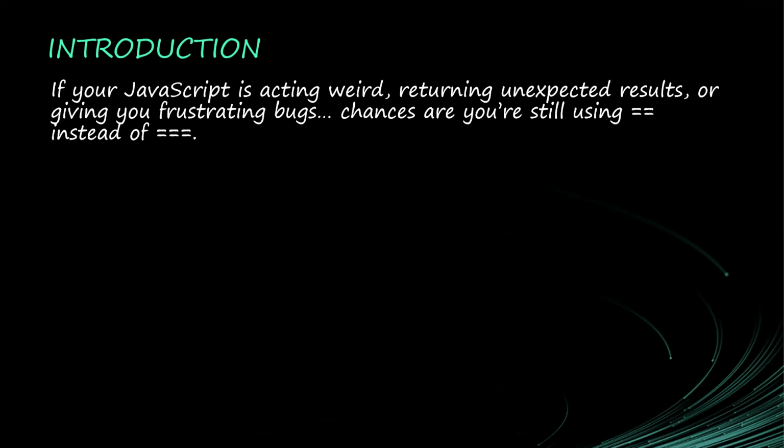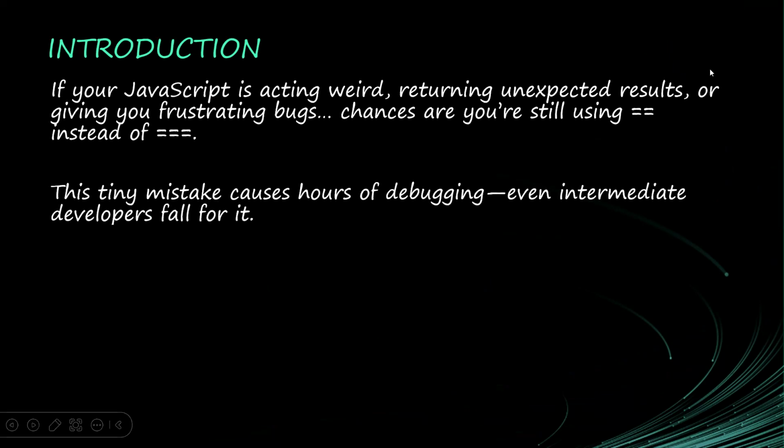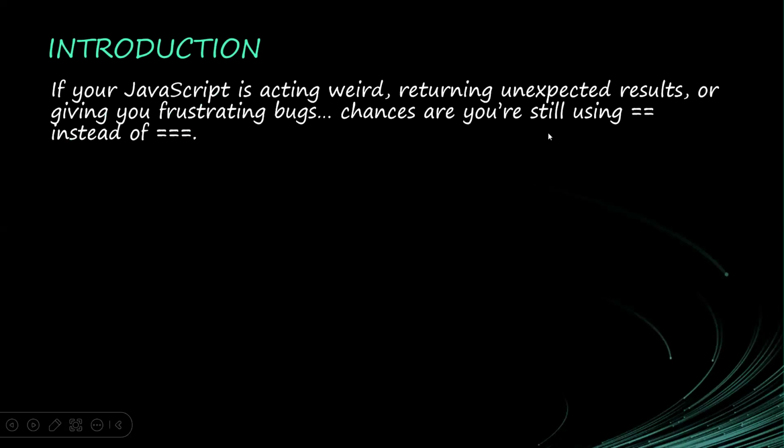We have two types of equality operator. We have the double equal to sign, and we have the triple equal to sign. So what exactly are these, and how should we use them to really get the result that we want? Now, if your JavaScript is acting weird, returning unexpected results, or giving you frustrating bugs, there are chances that you're still using the double equal to operator instead of the triple equal to operator. And I'm going to explain the two of them in this video. So make sure you stick around to watch to the end.